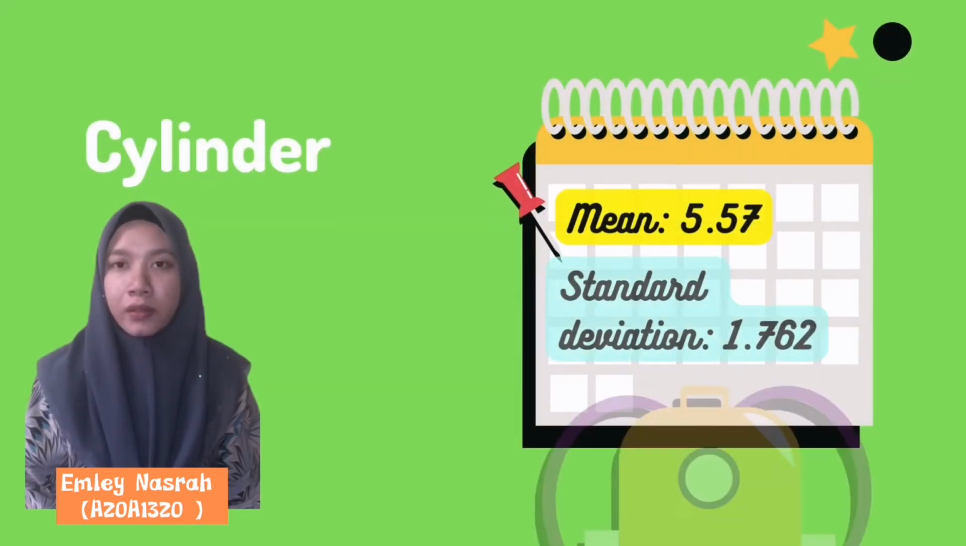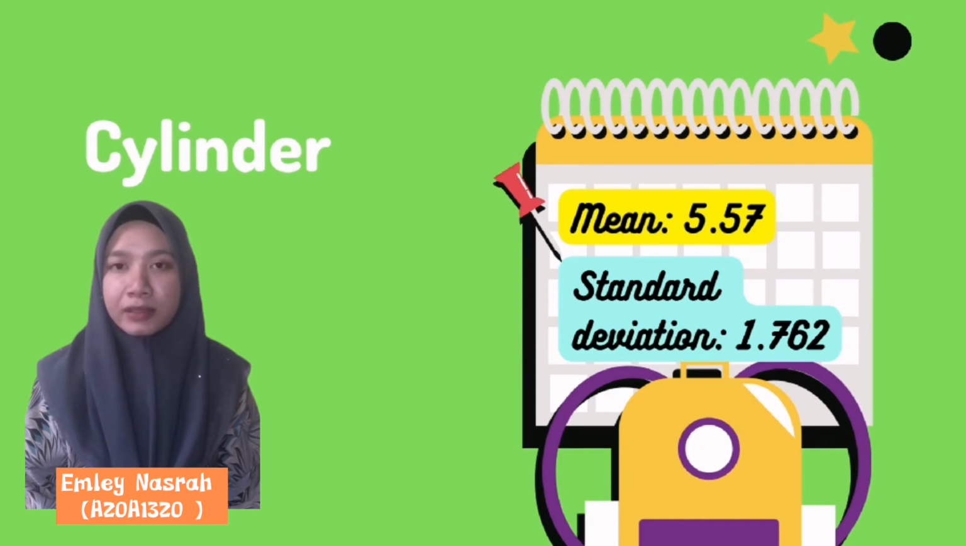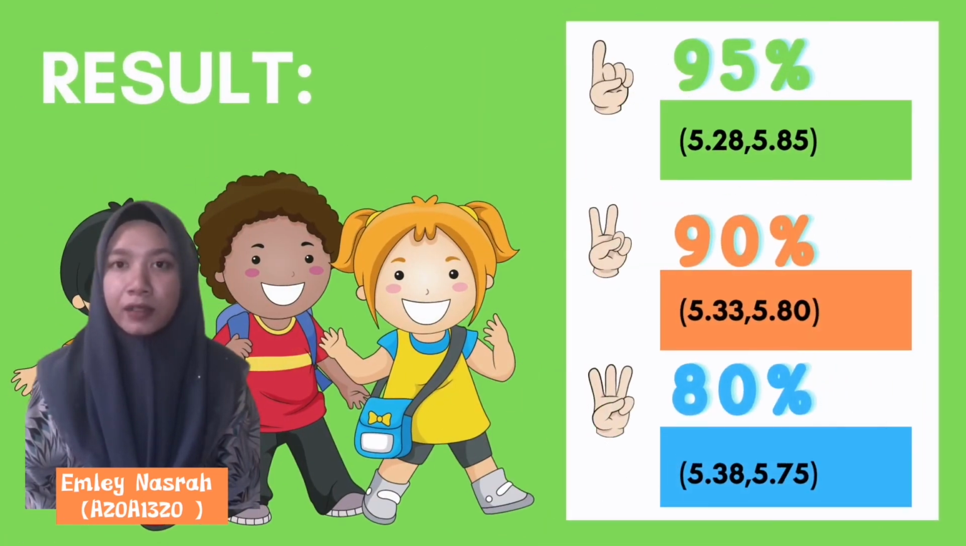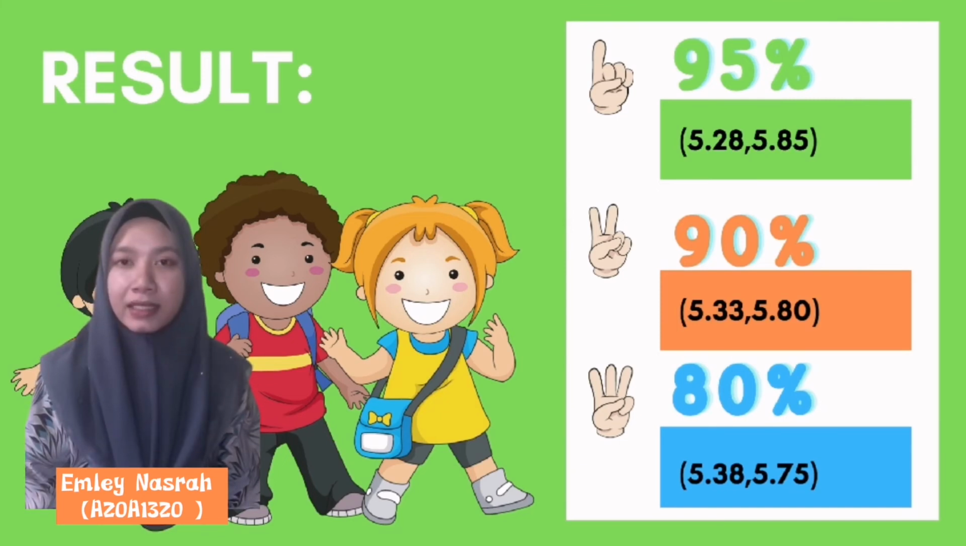Lastly, for cylinder, we use 5.57 for our mean and 1.762 for standard deviation. The result for 95% confidence interval is 5.28 and 5.85. For 90% confidence interval it is 5.33 and 5.80. Lastly, for 80% confidence interval, the result is 5.38 and 5.75.